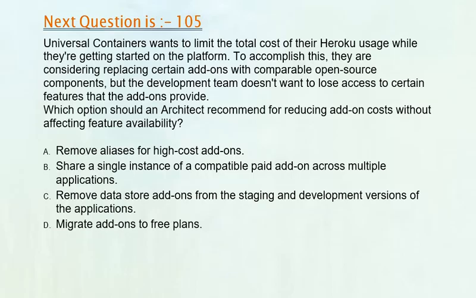Question: Universal Containers wants to limit the total cost of their Heroku users while they are getting started on the platform. To accomplish this, they consider replacing certain add-ons with comparable open source components. But the development team doesn't want to lose access to certain features that the add-ons provide. Which option should an architect recommend for reducing add-on cost without affecting feature availability?